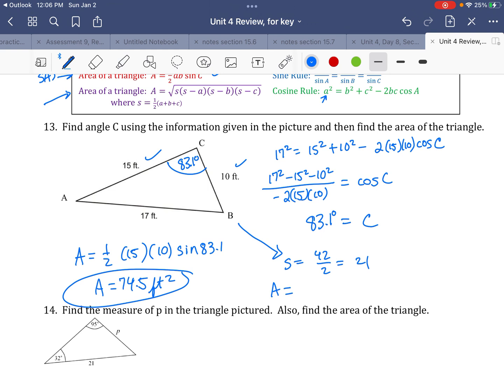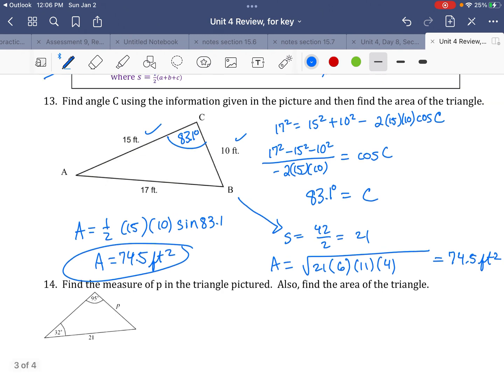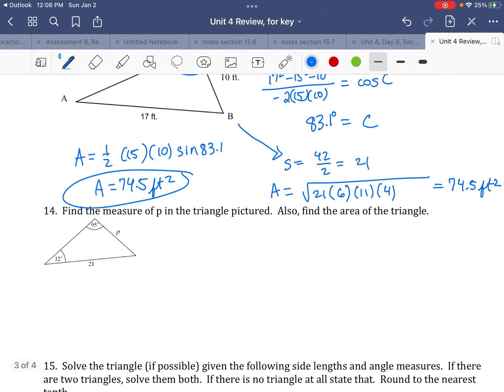So if you would have used that other formula, you would have had the square root of 21 times 21 minus 15, well, 21 minus 15 is 6, times 21 minus 10, that's 11, times 21 minus 17, that's 4. So the square root of 21 times 6 times 11 times 4, and hey, guess what? 74.5 feet squared. All right, anyway.